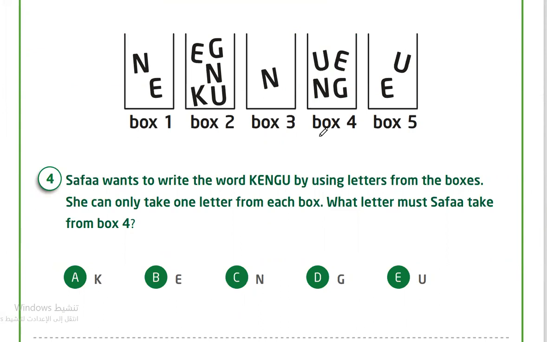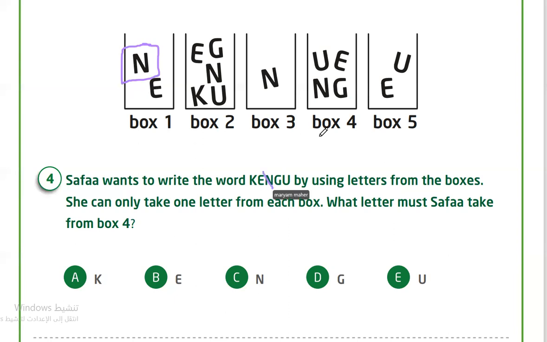Okay, now number 4, please read the question. To write the word PENGU by using letters from the boxes, she can only take one letter from each box. What letter must Safa take from box 4? So it says she can only take one from each one. In box 1, she's going to take N. So we're done with N.